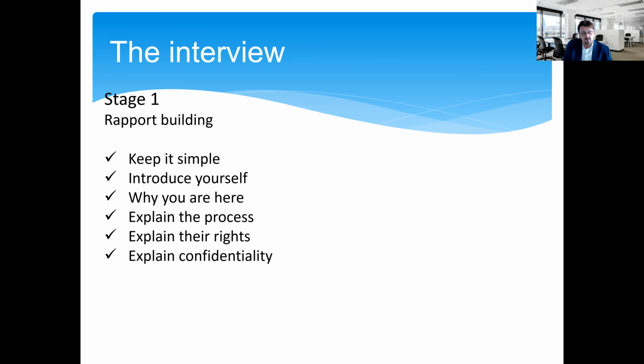Explain that the investigation is confidential, that their transcript won't be shown to other people, but will go with the final report to the organisation. But they won't get to see anyone else's transcript, and no one else, no witnesses, will know what you've said. And finally, do you have any questions?